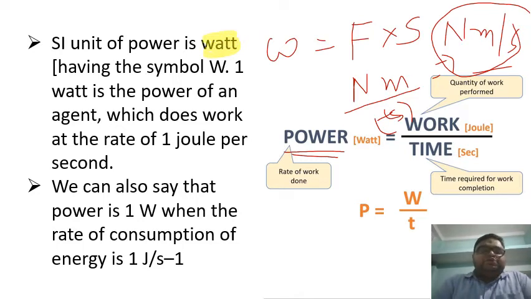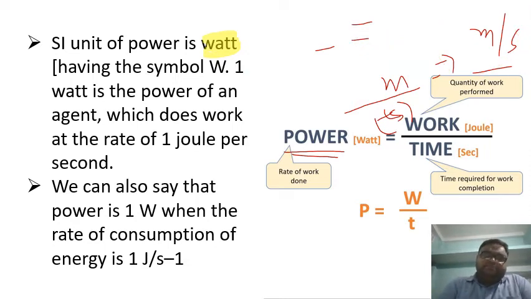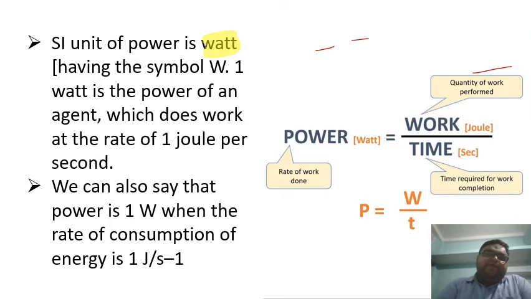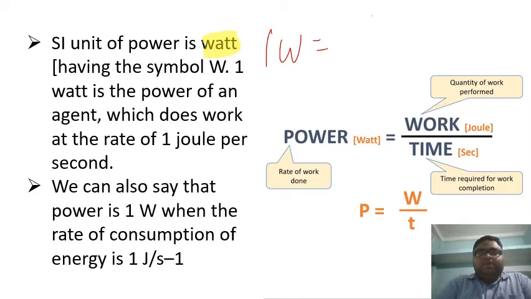Okay, so how can we define 1 watt, students? Define 1 watt. 1 watt is nothing but 1 joule of work being done in 1 second. So we can say that 1 watt of power is consumed when 1 joule of work is done in 1 second. Okay, students, now let's proceed ahead.